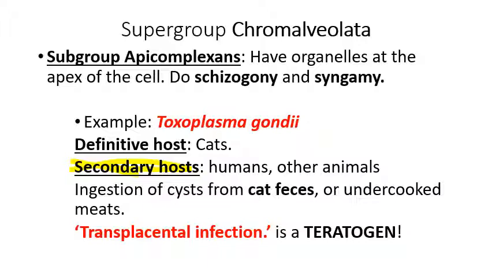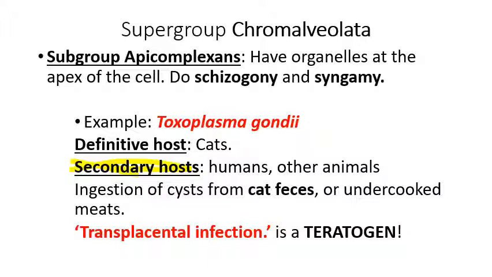Cat food and dog food, but particularly cat food, sometimes contains Toxoplasma gondii cysts that they didn't get rid of when they made the cat food. So it's not uncommon for cats to have Toxoplasma gondii cysts in their feces.